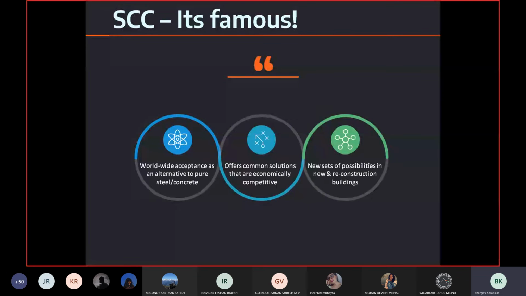Now, this system has worldwide acceptance as an alternative to steel or concrete construction. It offers common solutions that are economically competitive. In almost all retrofit projects, wherein a structure is already built and the client or the architect wants changes, almost everywhere we go for a composite system. Maybe deleting some slab, adding some slab, adding some beams, or adding an extension to the existing structure. Whatever the retrofitting activity, we look at composite as the first solution.